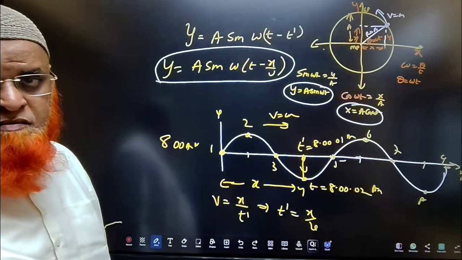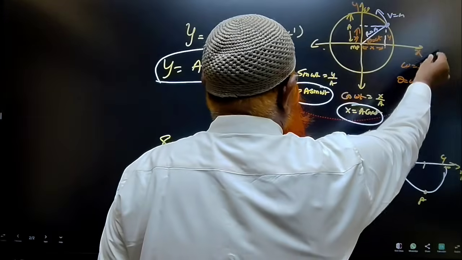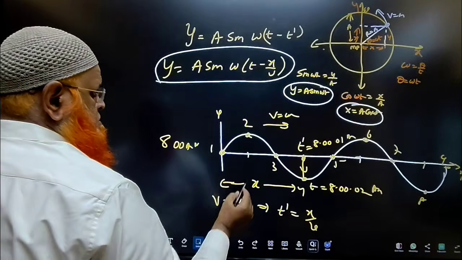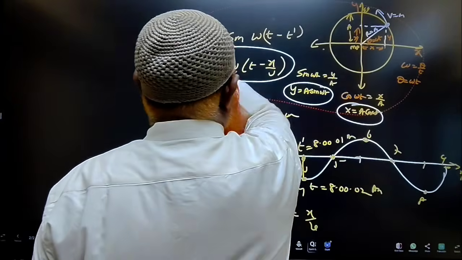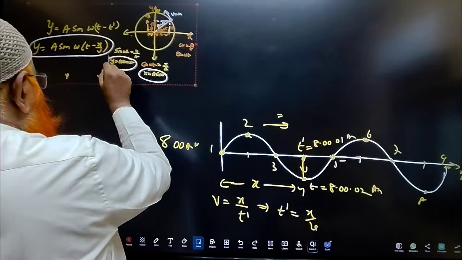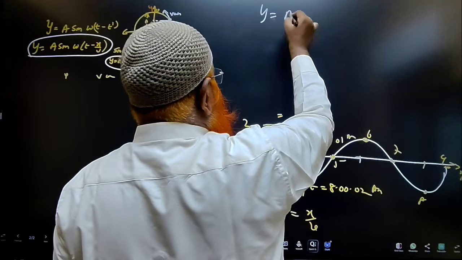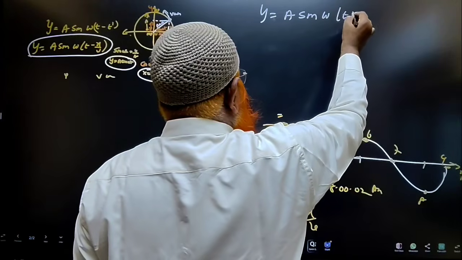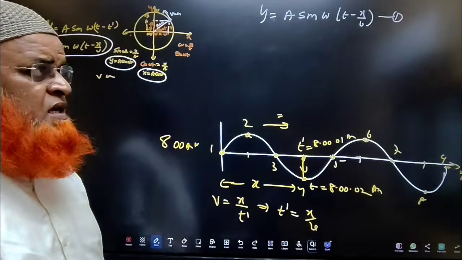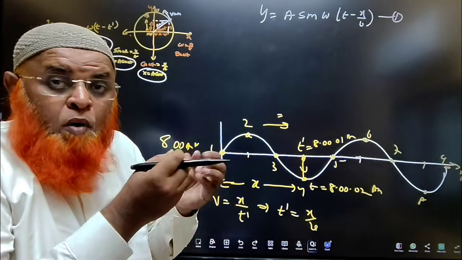Try to understand this one. Try to remember this one. So I got the first equation of motion, which is y = a sin ω(t − x/v). This is the first equation of motion. So the equation of the wave has been born just now.